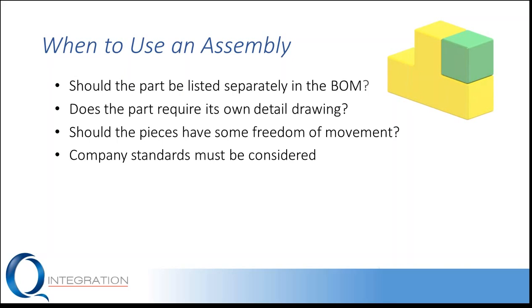So when should we use an assembly? Well, we have to ask ourselves, should the part be listed separately in the bill of materials? If it should be listed separately in the bill of materials, we may consider using an assembly instead. If it requires its own detailed drawing, like I said before, with the weldment part, it's going to be tied to the weldment part itself, not the individual body. And should we have some freedom of movement within this set of bodies? If that's the case, we need to use an assembly. And then again, just to reiterate, we need to consider any company standards.